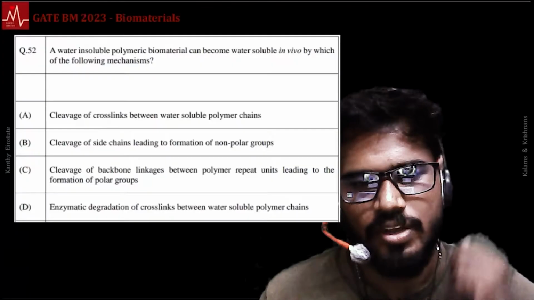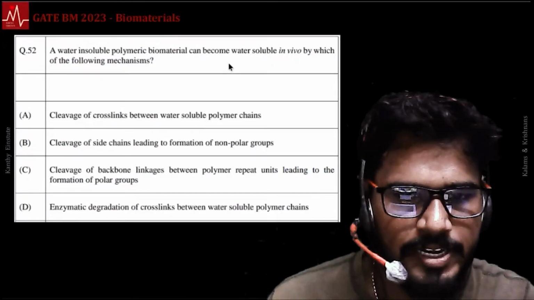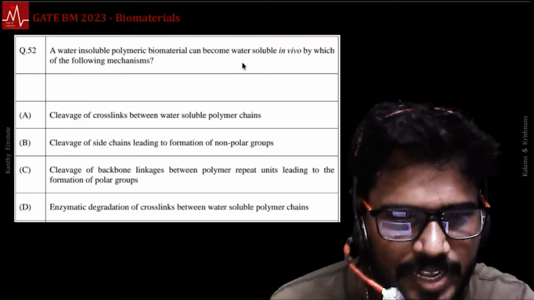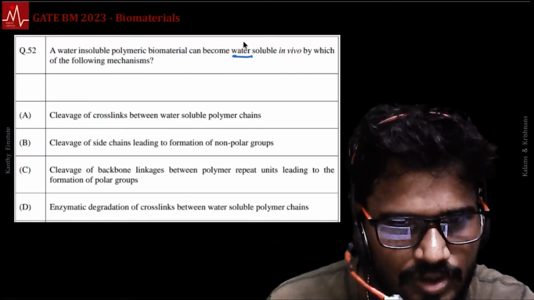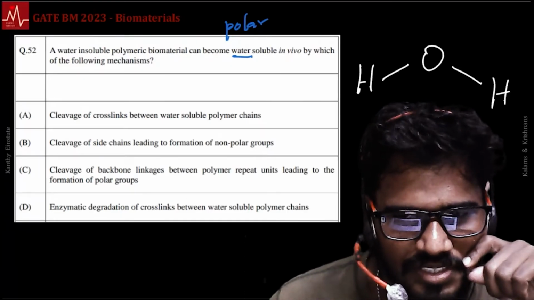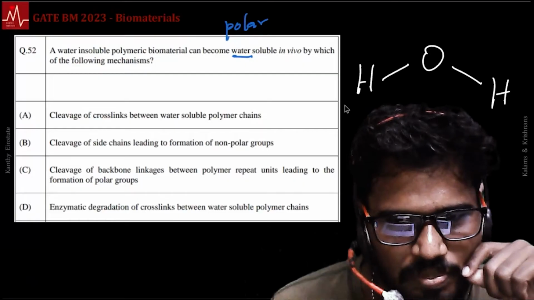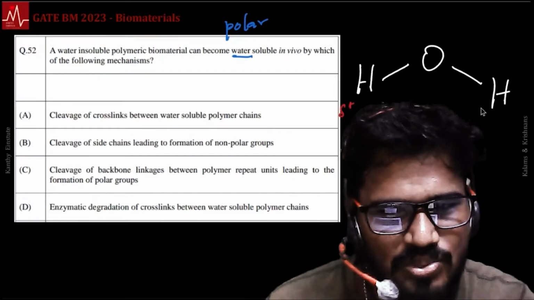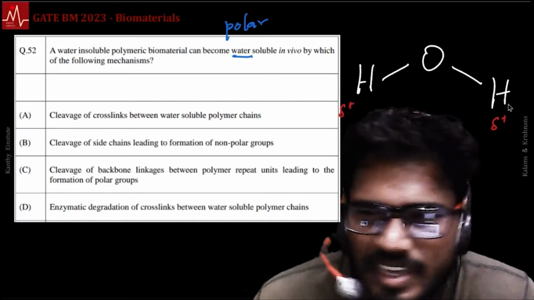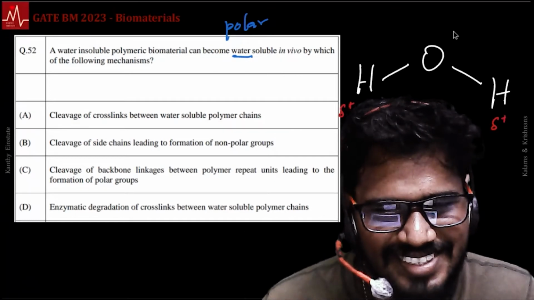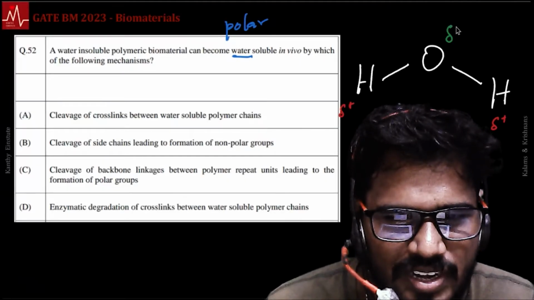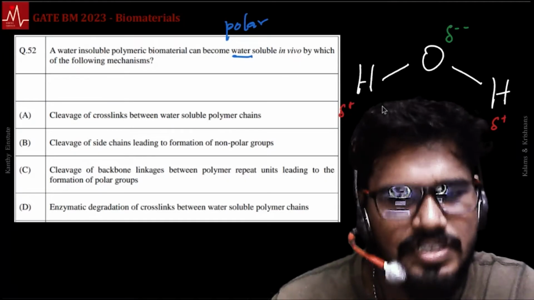Fine, let's move on. A water insoluble polymeric biomaterial can become water soluble in vivo by which of the following mechanisms? Water is polar. You have H2O. There is a tendency for this to have a positive charge, I suppose, and a tendency for this to be slightly more negative, if I have the signs correct.